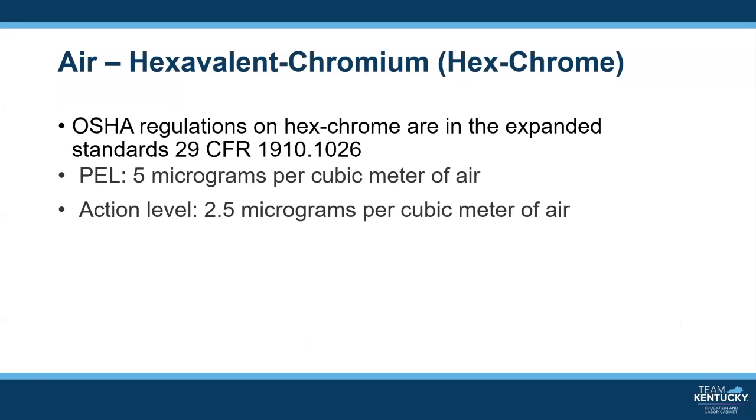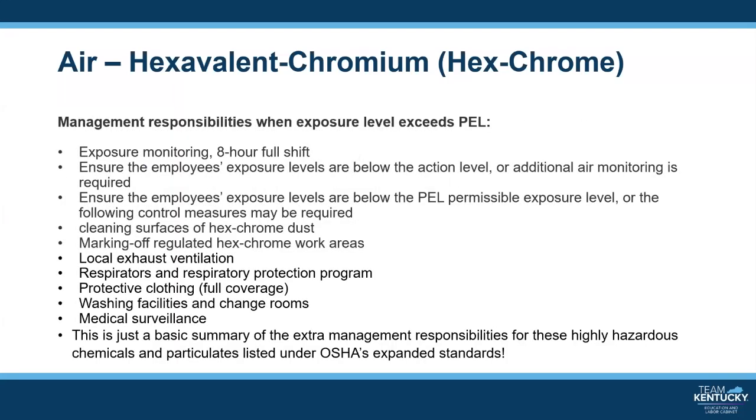Hexavalent chromium is in the OSHA regulations in the expanded standards under 29 CFR 1910.1026. The PEL of the airborne chromium is 5 micrograms per cubic meter of air. The action level is 2.5 micrograms per cubic meter of air. And here again, we're seeing that with this potential for hexachrome being in the air, management has extra responsibilities when the exposure level exceeds the PEL.